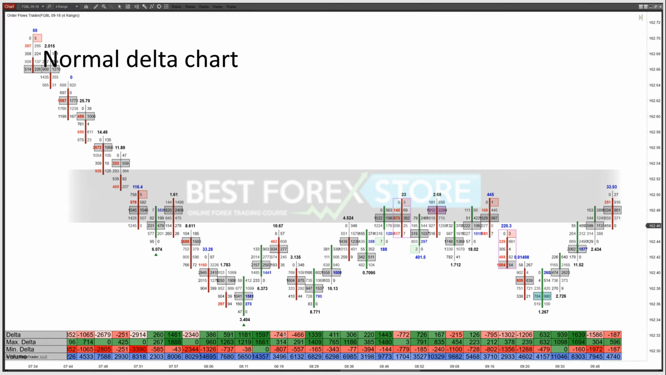I can't be bothered to learn all this stuff. Well, honestly, if you're trading for a living, you owe it to yourself to learn everything you can about the market. And delta is an important piece of information.